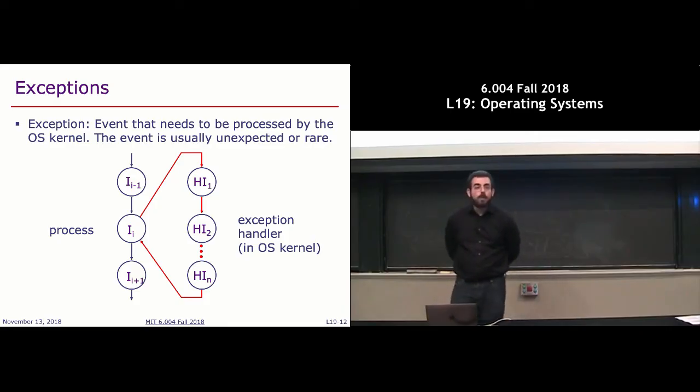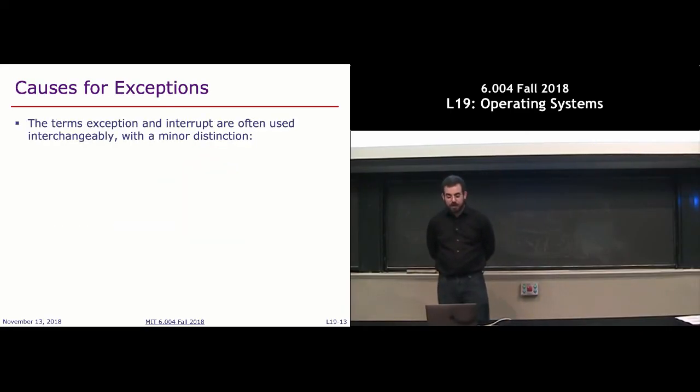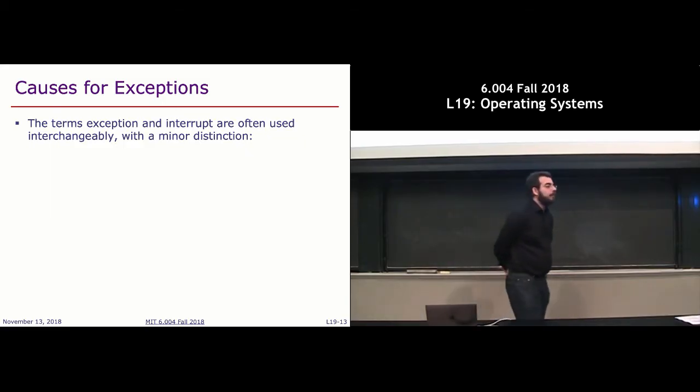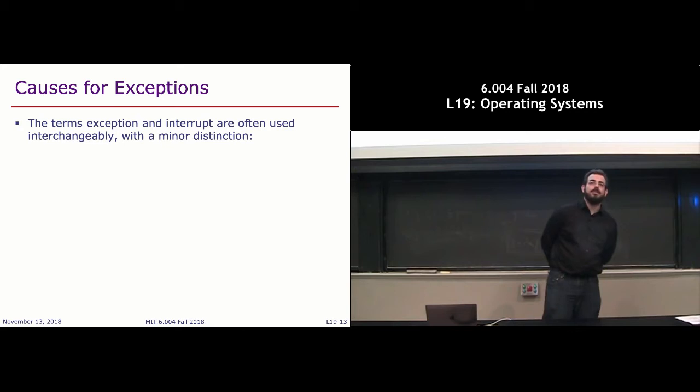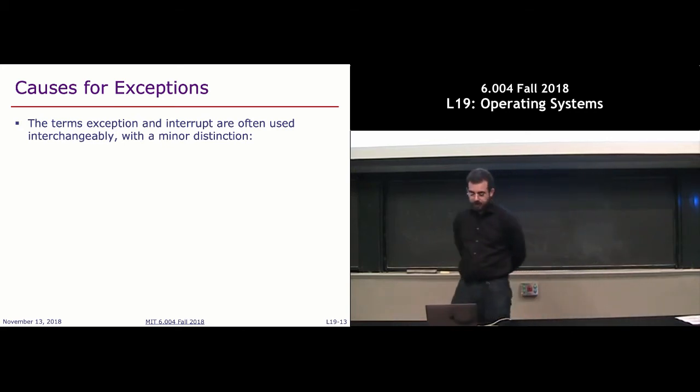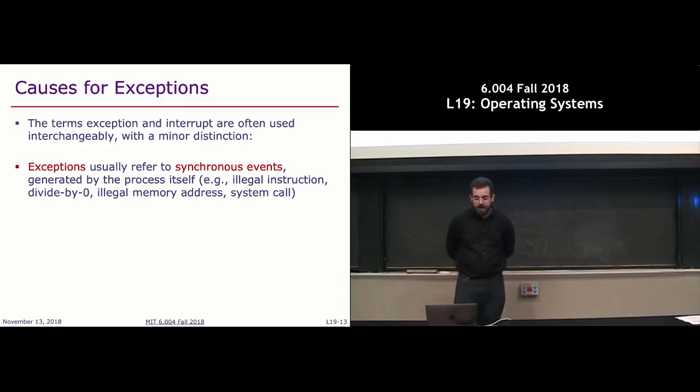Now, there are many different reasons why exceptions could happen, and generally we distinguish between what we call asynchronous events and synchronous events. So synchronous events are essentially what we call exceptions, and they're generated by the program itself. They're generated by the process. So, for example, the PC goes into an illegal instruction, or an unsupported instruction. And so now we don't know what to do, right? So that merits a call into the operating system to say, hey, something went wrong, figure it out.